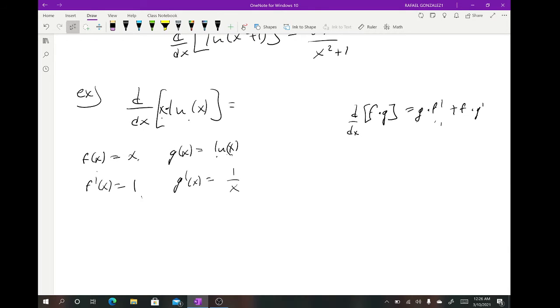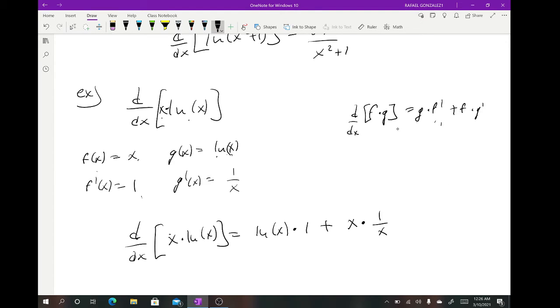So this derivative here, I'm just going to rewrite it down here. The derivative with respect to x of x times ln of x is simply equal to g times f prime. So that's ln of x times 1 plus f of x, which is x, times 1 over x, which is g prime of x. I'm basically doing the product rule here.